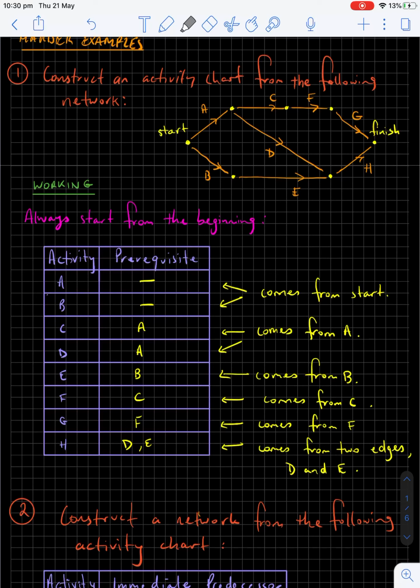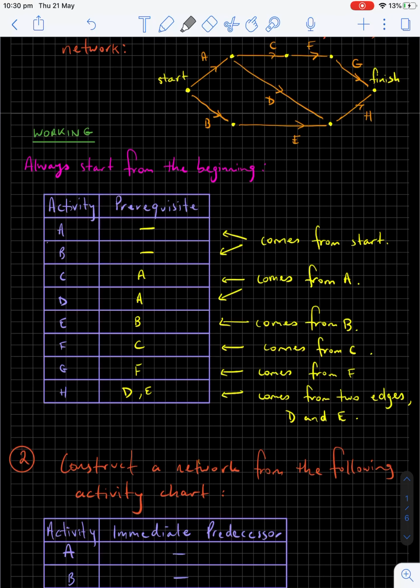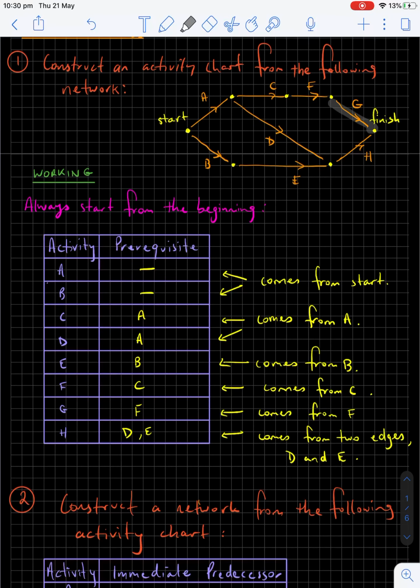F, where's F? F is up here. F has the prerequisite of C, the one just before it. Make sure it's the immediate predecessor. So C was just before F. G here has F just before it. So for G, we put the predecessor of F. And H. H comes out of both D and E, which join up to H. So therefore, H requires both D and E. So for H, we put D and E next to it.